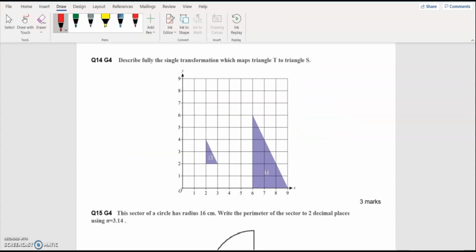In this question, we'll have to describe fully the single transformation which maps triangle T to triangle S. So I can see that one shape is larger than the other. So this suggests to me that this is an enlargement. We've got to look at triangle T being mapped into triangle S. So although the triangle is getting smaller, this is still an enlargement, so we'll call it an enlargement.